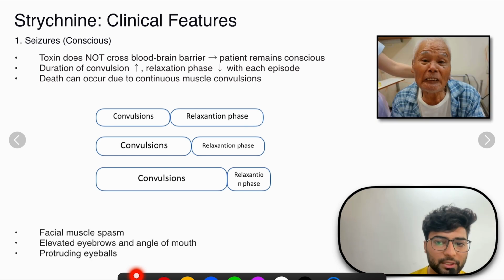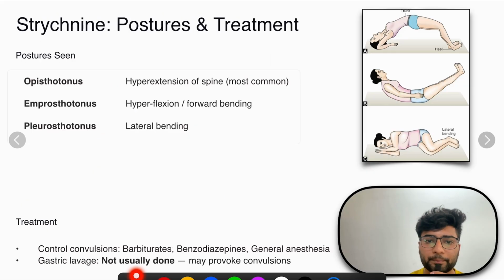This we already studied: the facial muscle spasm. The elevated eyebrows here you can see and the protruding eyeballs. This is risus sardonicus. We also see this type of posture. Basically everything is due to muscle contraction which is not inhibited by glycine. So there is no relaxation, right? Postures seen are opisthotonos, emprosthotonos and pleurosthotonos, which are hyperextension of the spine, then forward bending and lateral bending.